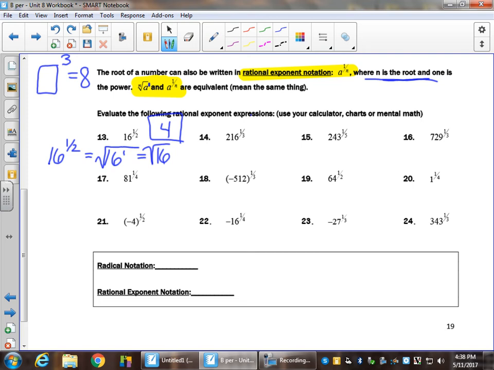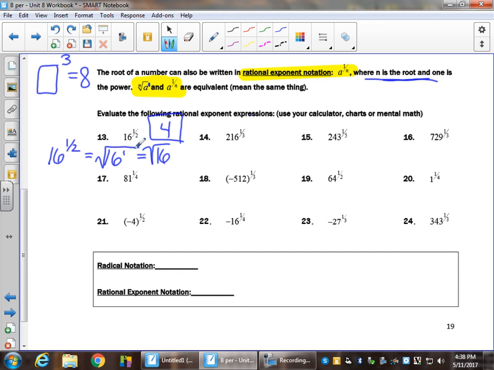So whenever we're starting with this fraction as an exponent, you want to pay attention to the denominator first, because that is the root. As soon as I see 16 to the 1/2, I read this as the square root of 16 to the first. The numerator is the power. If you notice, in all of these, look at the numerators. 1, 1, 1, 1, 1, 1, 1, 1, 1, 1, 1, 1.